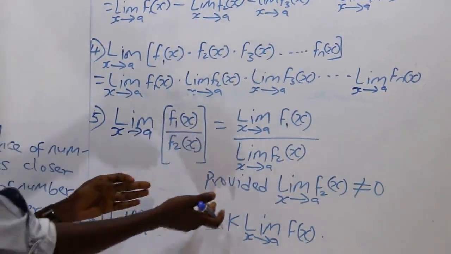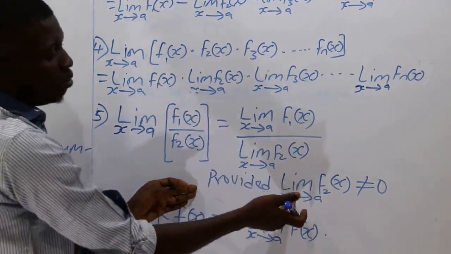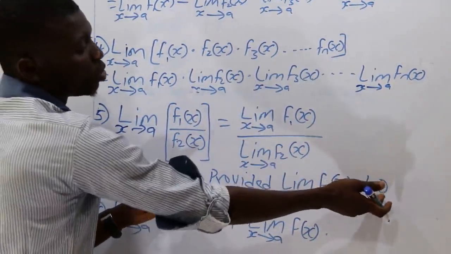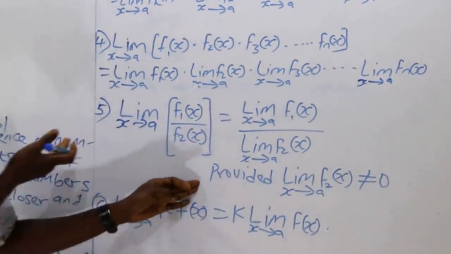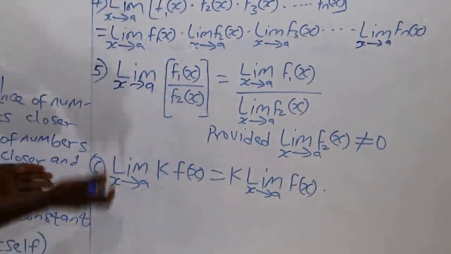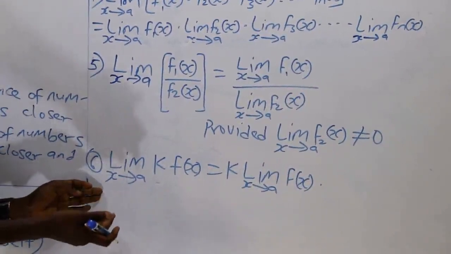Division rule. It gives us, provided that the limit of f2 of x is not equal to 0. So these are our fifth properties of limit.